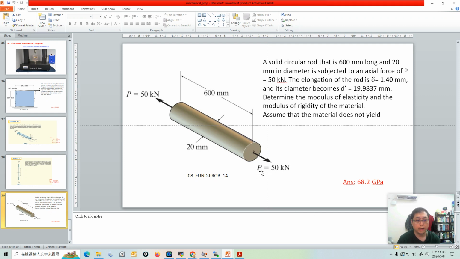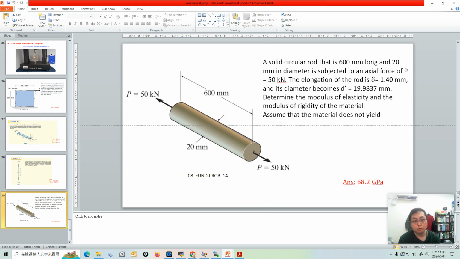When we apply the external loading on this body, the diameter contracts from 20 millimeter to 19.9837 millimeter. We have this information. Can we use it to determine the modulus of elasticity and modulus of rigidity?